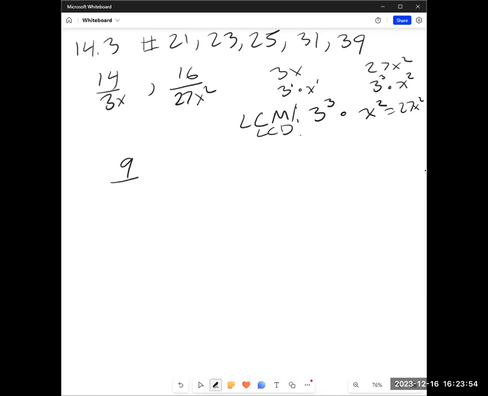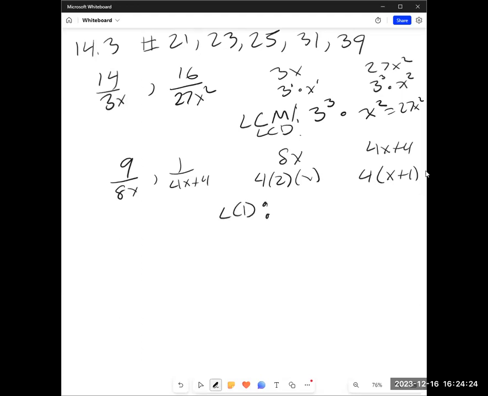Now let's look at 9 over 8x and 1 over 4x plus 4. So I'm going to have to look at this in factored form. 8x and 4x plus 4: this is 4 times 2 times x, and this is 4 times x plus 1. I'm leaving the 4 out there because I saw that that was the greatest common factor. So my LCD is going to have to not only have the 4, but it's going to have the 2, and it's going to have the x, and it's going to have the x plus 1.